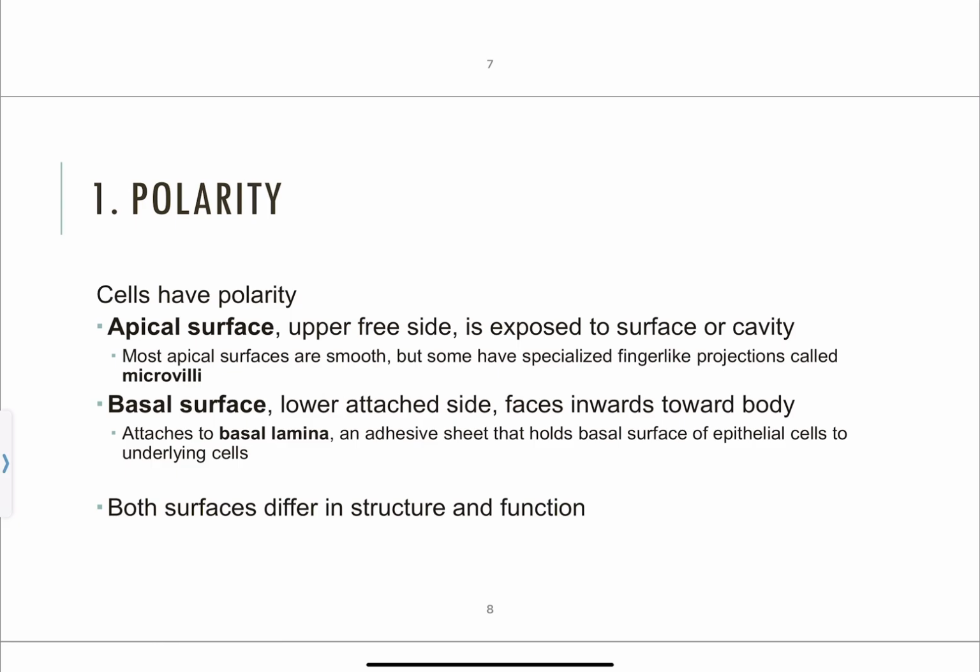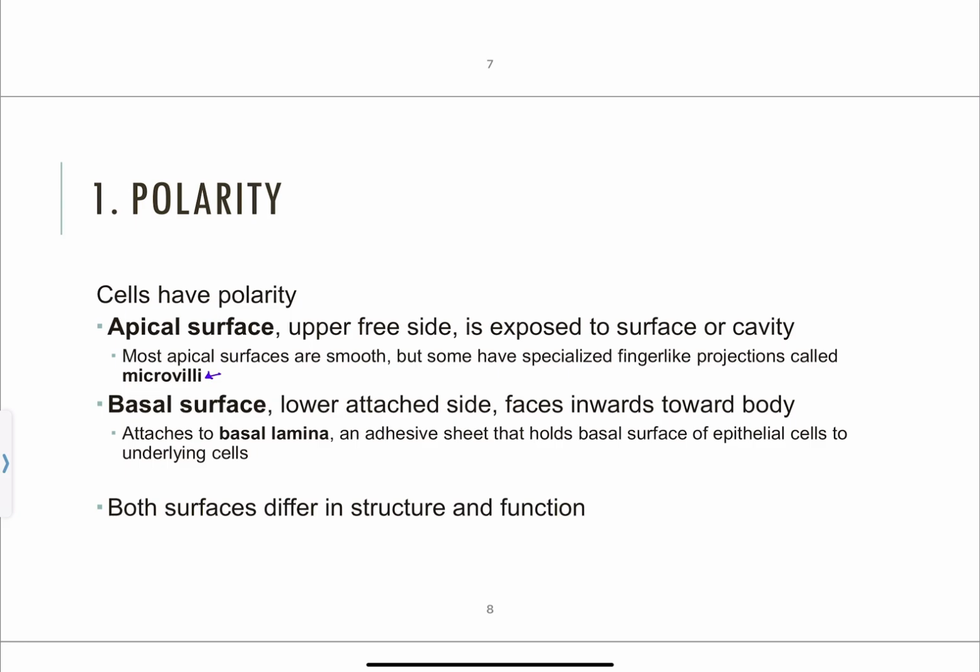Along the apical surfaces, they can have some specialized features. So for example, on some of the columnar cells, you can see microvilli, and those are just these finger-like projections that are going to increase the surface area. Most apical surfaces are smooth though.